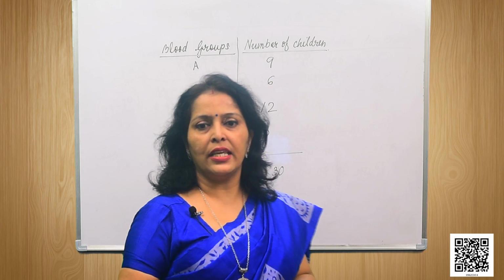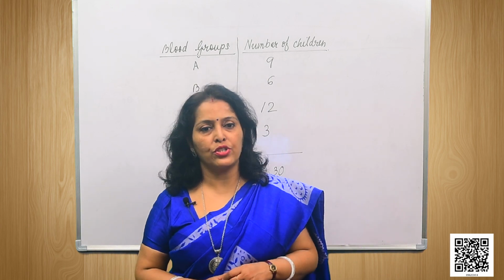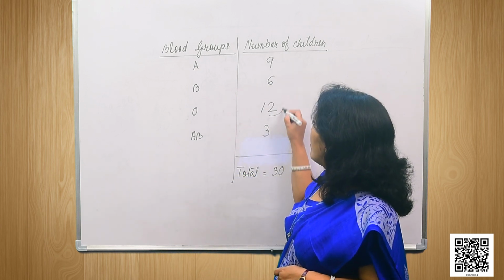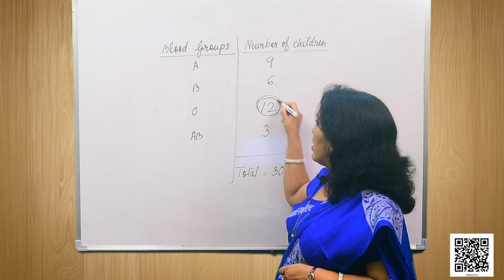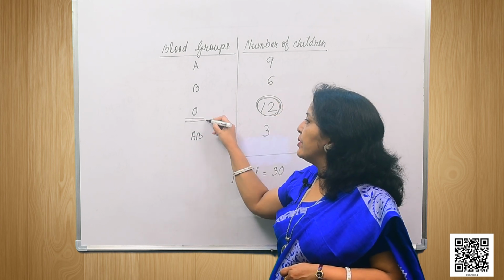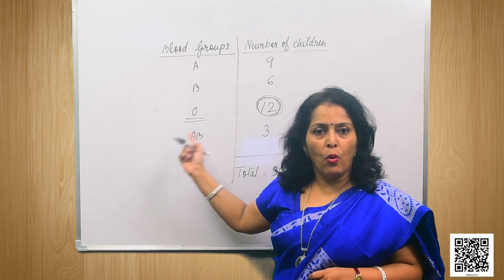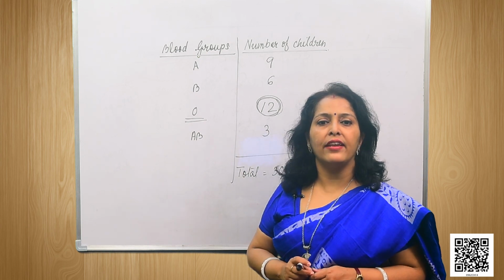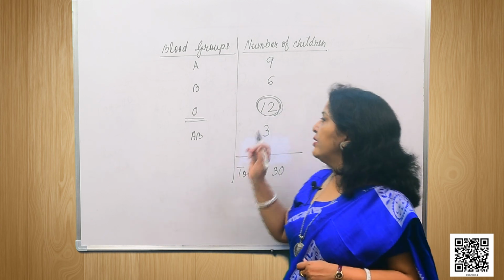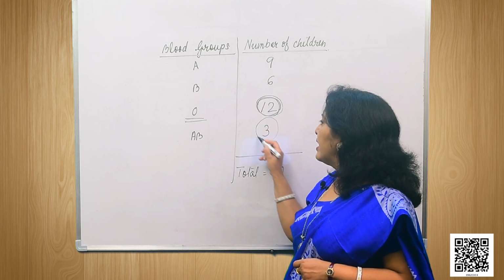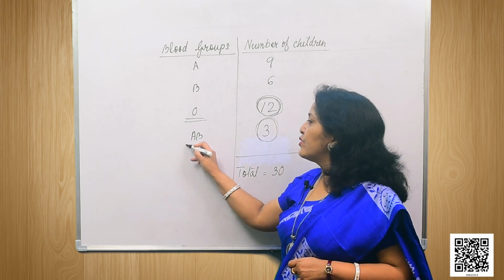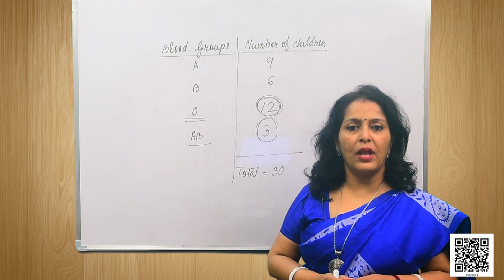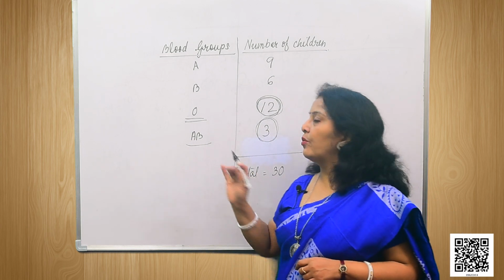Now the first question they are asking is which is the most common. Now check here, the maximum number of times, that is 12 times, the group O has appeared. So we can say that group O is the most common. And the next question is which is the rarest blood group among these. Now here the least number of times we have got is 3, and this is for AB. So we can say that AB is the rarest blood group among all these 4.